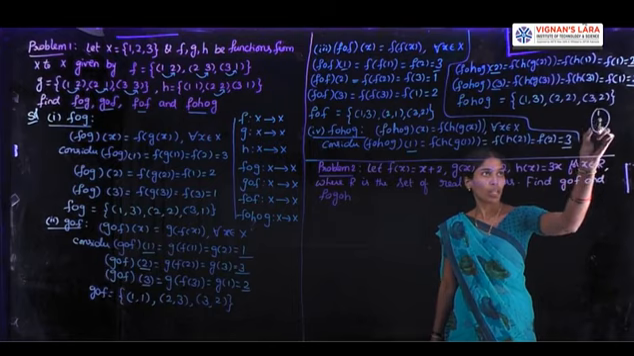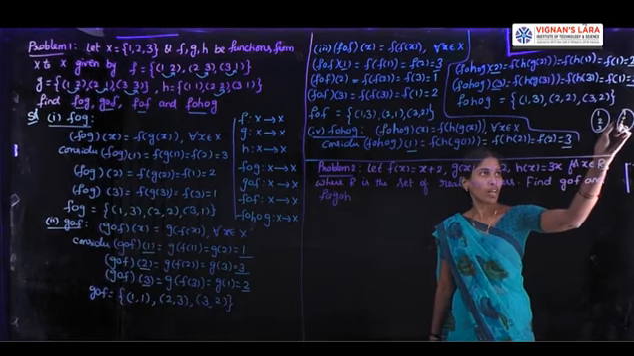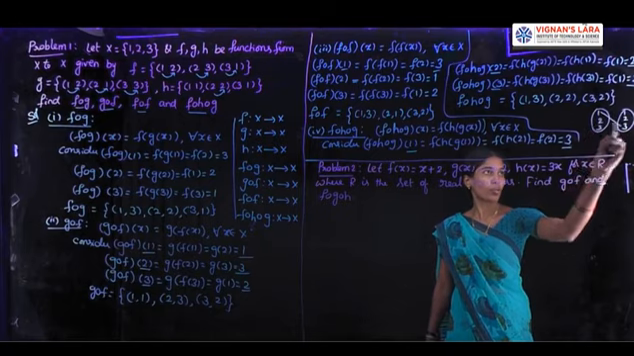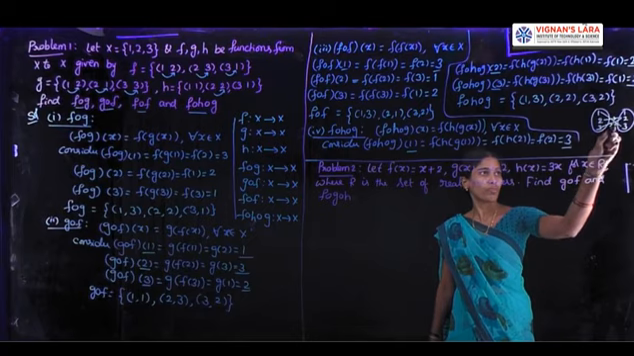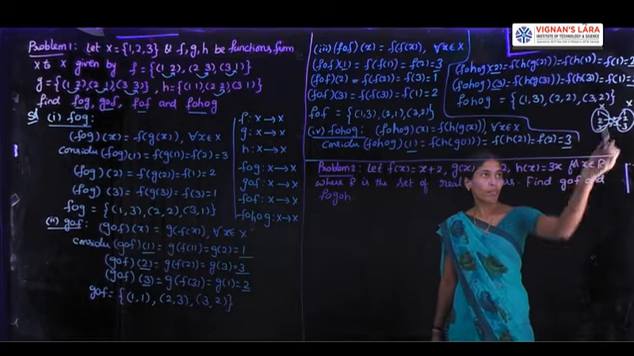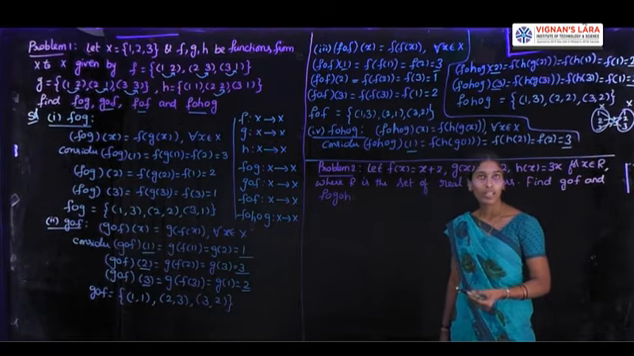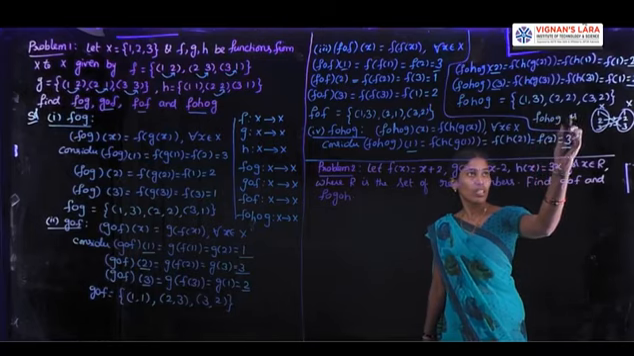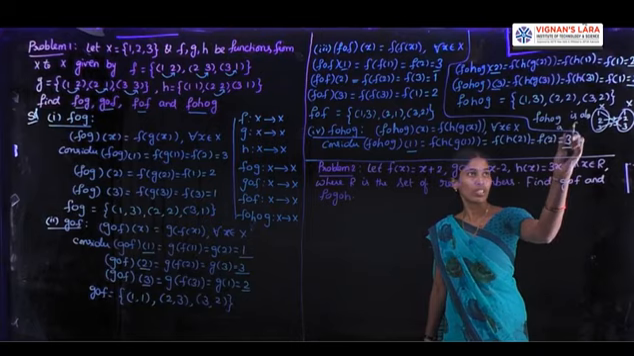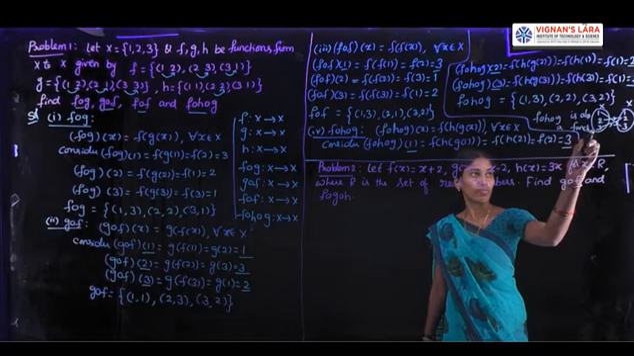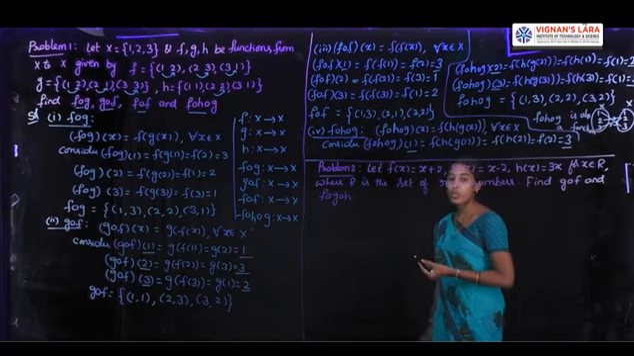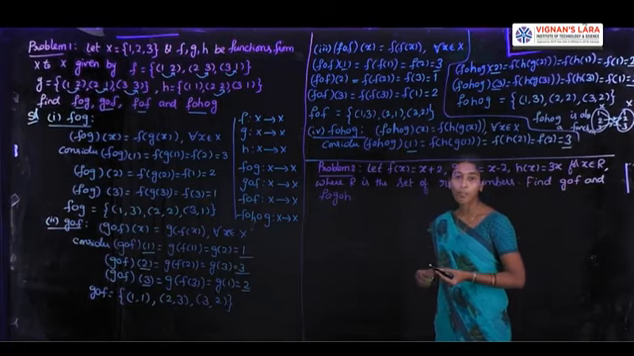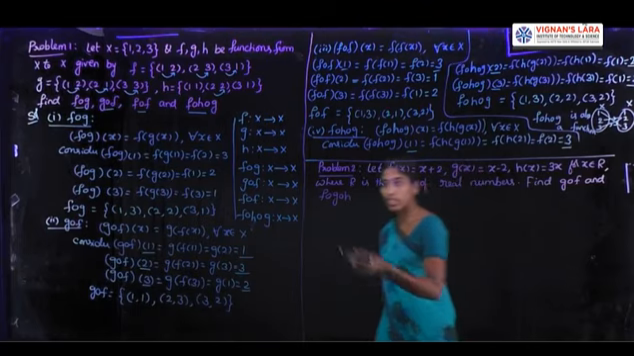Here 1, 2, 3. Here also 1, 2, 3. 1 is mapped to 3. 2 and 3 are both mapped to 2. So, for each element of X, there exists a unique element in the codomain, which implies F circle H circle G is also a function. Right? This is the way of calculating the composition of 2 functions and the composition of 3 functions. Now we will see the next problem.